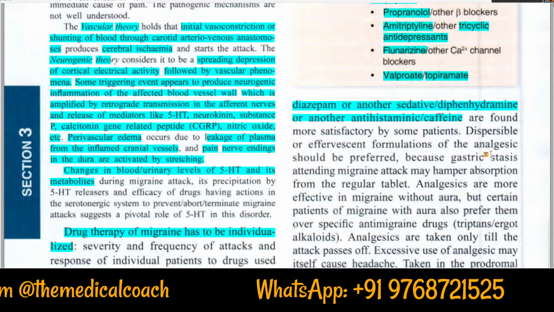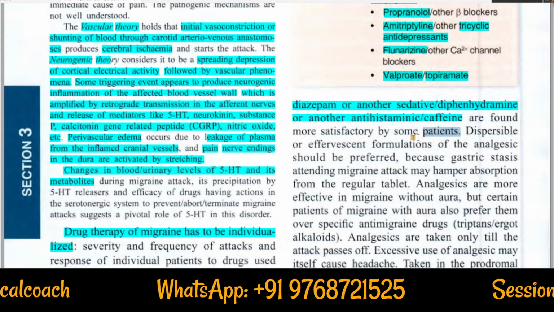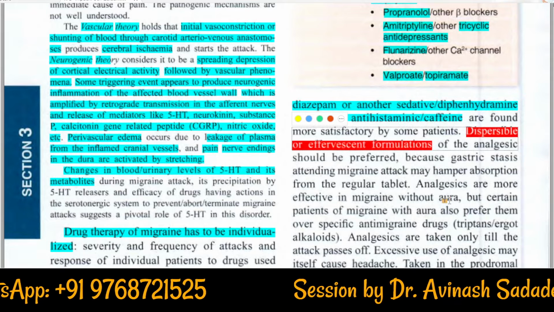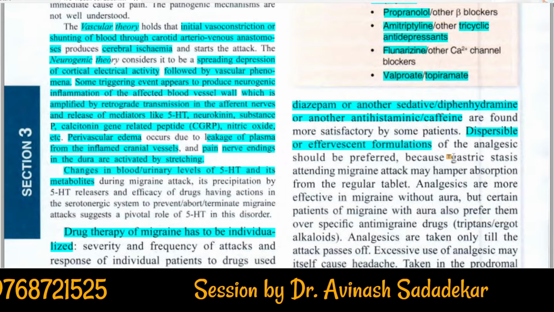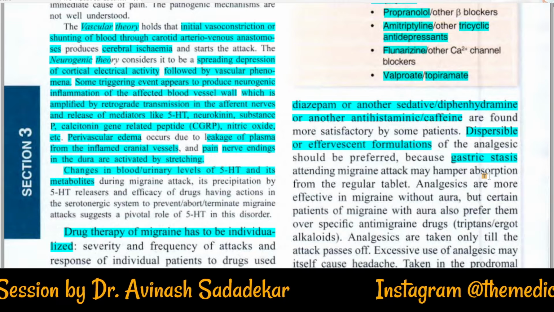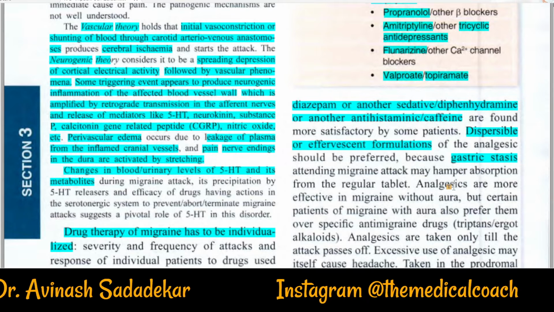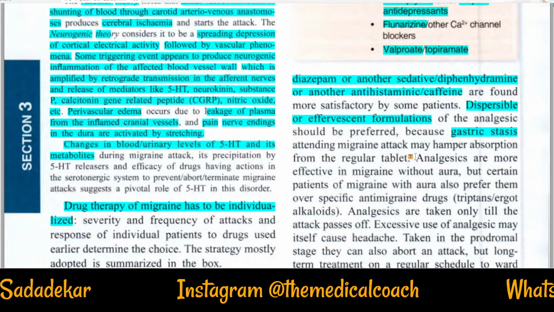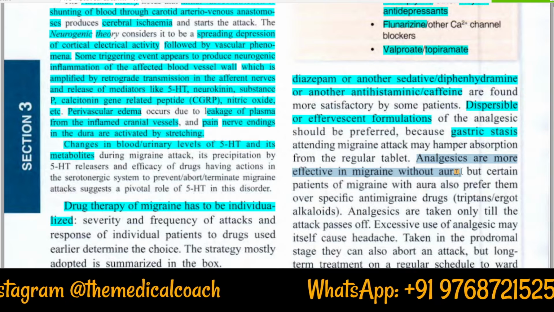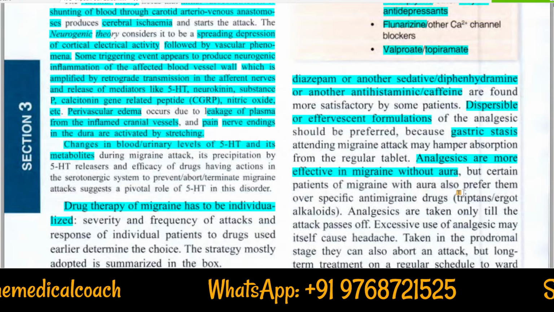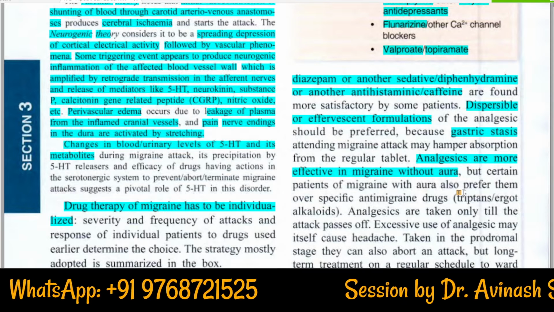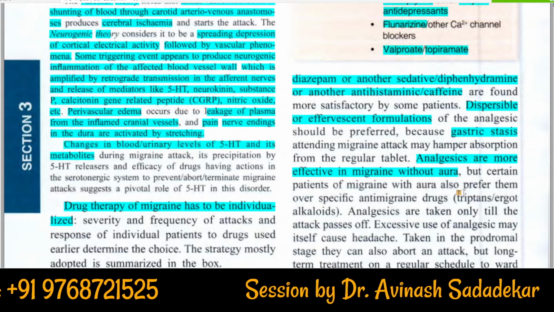If you need faster action, use a dispersible or effervescent formulation, because absorption becomes faster. During migraine there is gastric stasis, so maybe the regular tablet will not even get absorbed properly. So give the dispersible one, it works pretty well. Analgesics work amazingly if there is migraine without aura. But then again, people with migraine and aura might take anti-migraine drugs plus these non-steroidal combinations. You can give it.